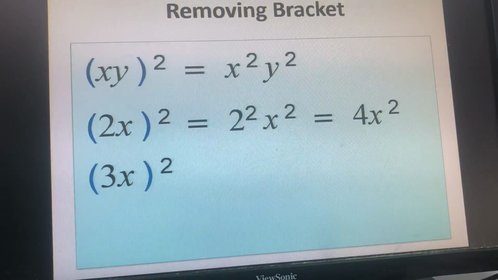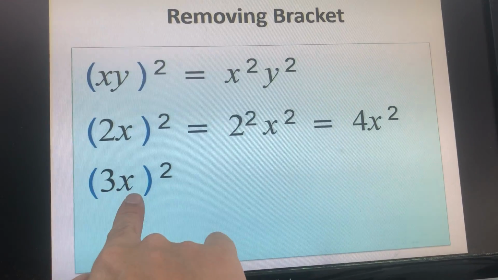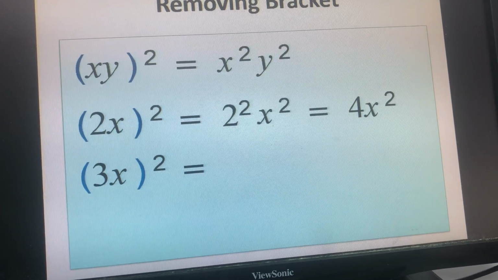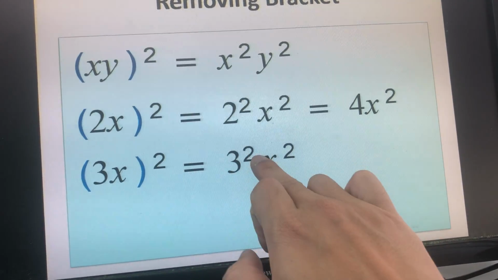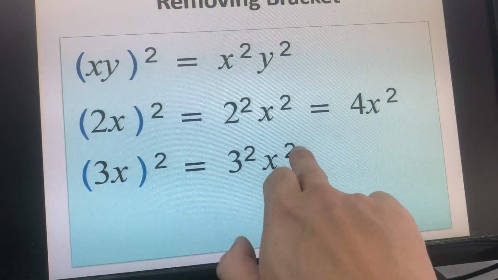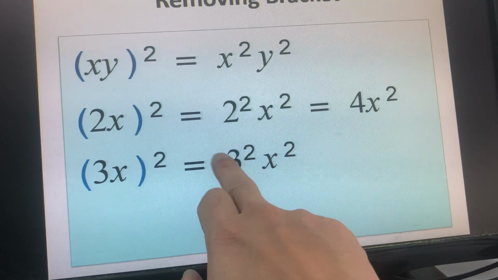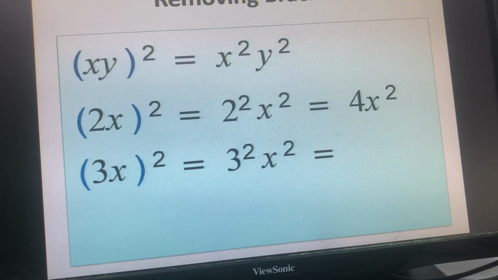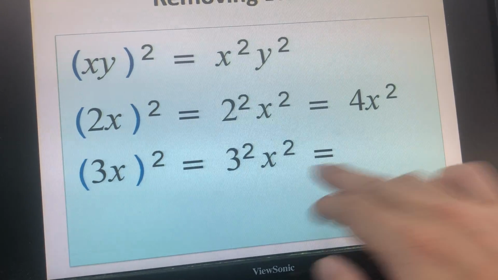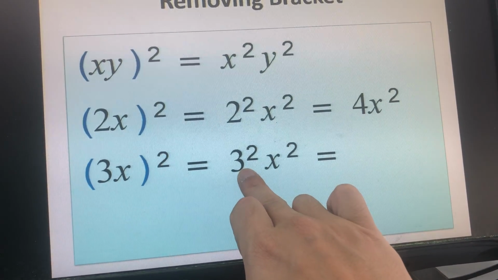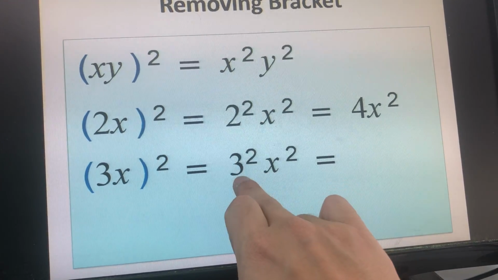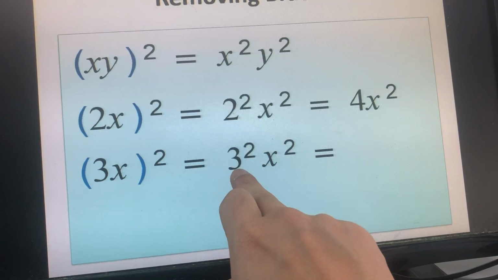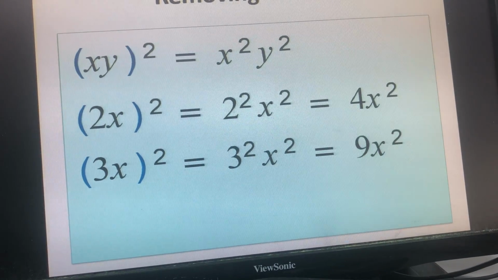Then what about this? Inside the bracket, we have 3x. What happens when you open the bracket? Yes, the number 3 has the square, and then the x also has the square. Everyone has the square. And then equals, what is 3 to the power 2? Is it 6? No, it doesn't mean 3 times 2. 3 squared means 3 times 3. It becomes 9. It should be 9x to the power of 2.